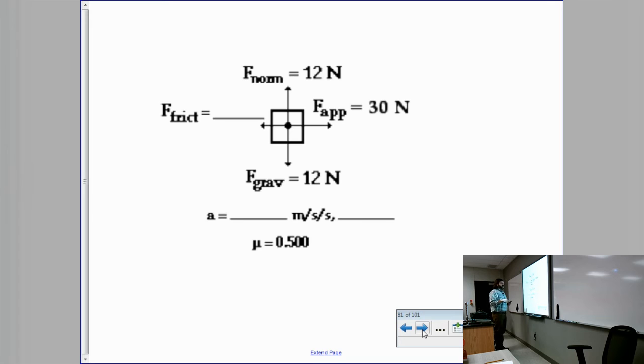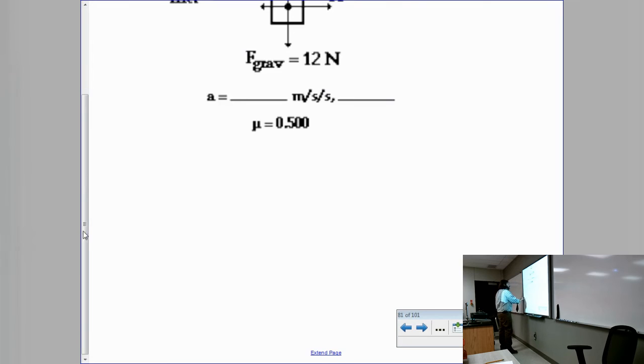All I can tell from this diagram is that we have a gravitational force of 12 newtons pulling down, normal force pushing back up, equal and opposite, 12 newtons, 12 newtons. Applying a force to the right of 30 newtons, and we have a friction force to the left. But again, we don't know that amount. We do know the coefficient of friction is 0.5. So we need to find the friction force and the acceleration to be able to solve this problem.